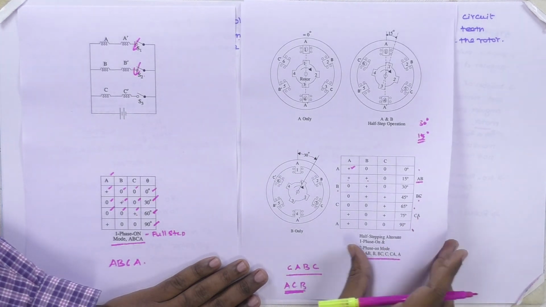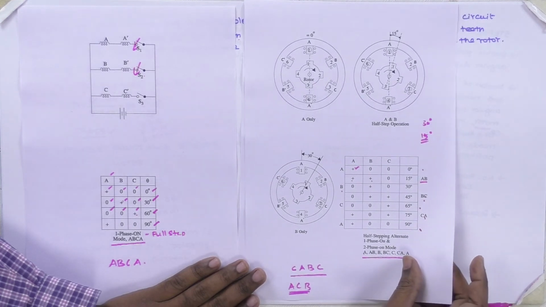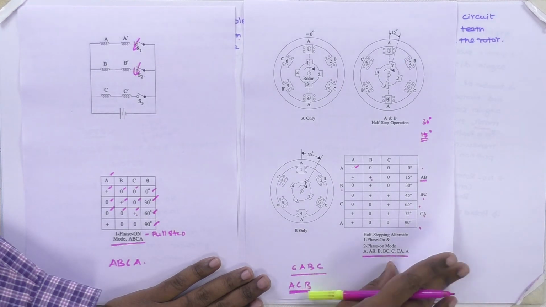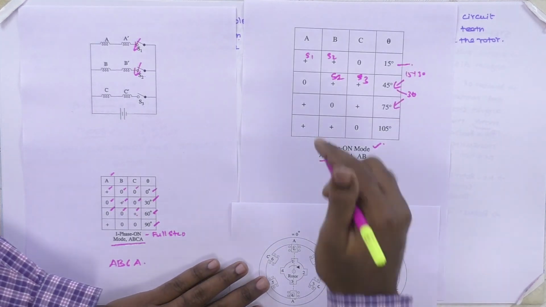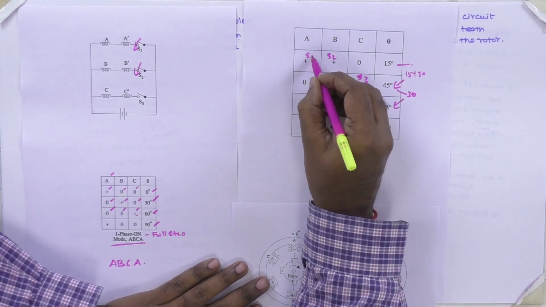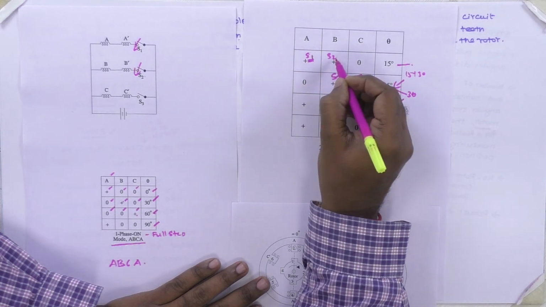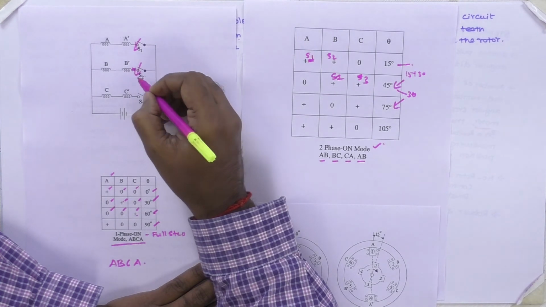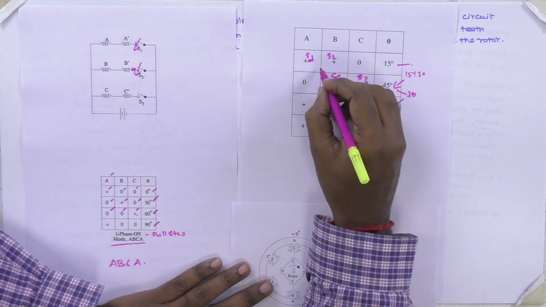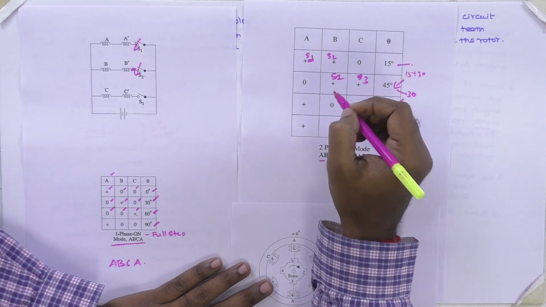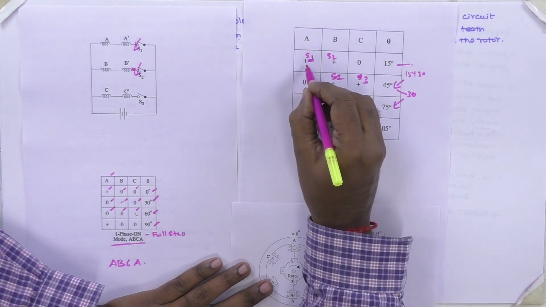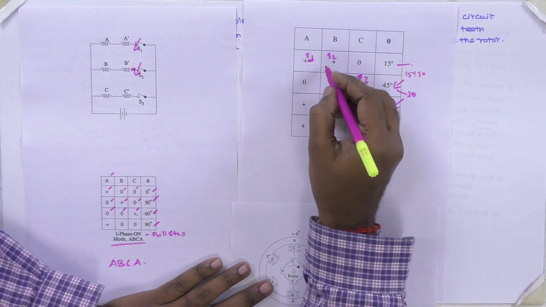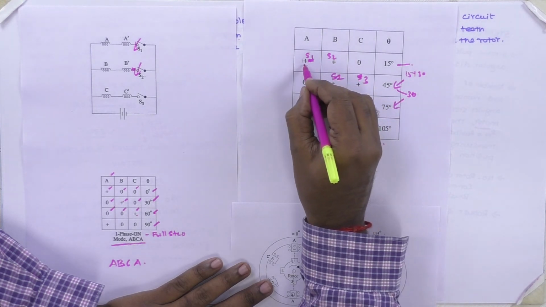Next one is the micro stepping operation. Micro stepping means we can use the two phase on mode. In this two phase on mode, the supply S1 is fixed as a constant and the S2 supply is varied by a simple rheostat or resistance. In the normal two phase on mode, both supplies are at equal levels. This is energized fully, this is also energized fully. But in micro stepping mode, one is fixed as a constant.